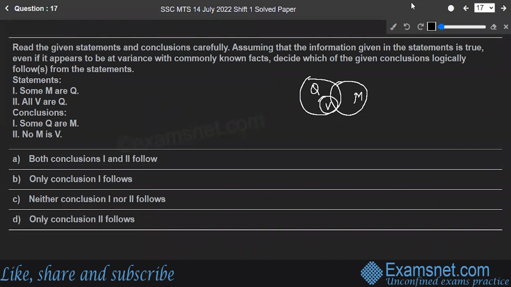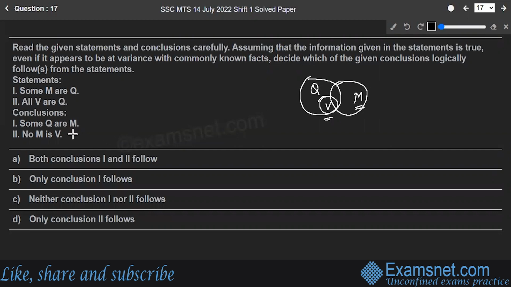So according to this, some V can be Q and some M, no, sorry, all V are Q, and out of those V which are Q, some can be M as well. Okay, so this is the correct Venn diagram.